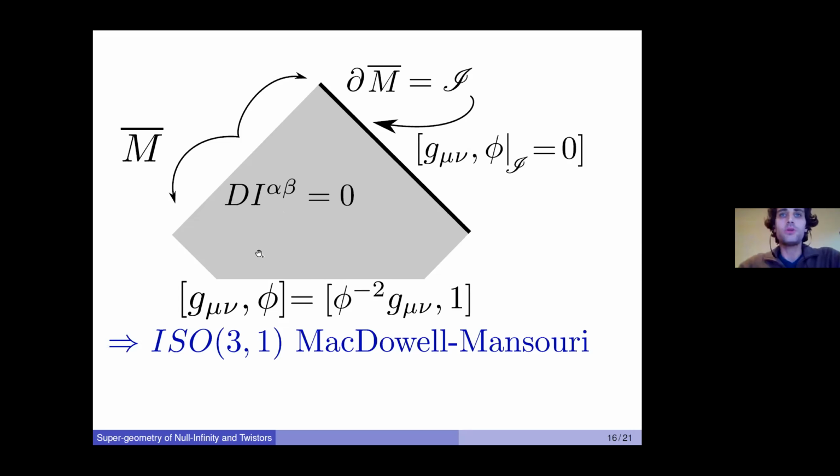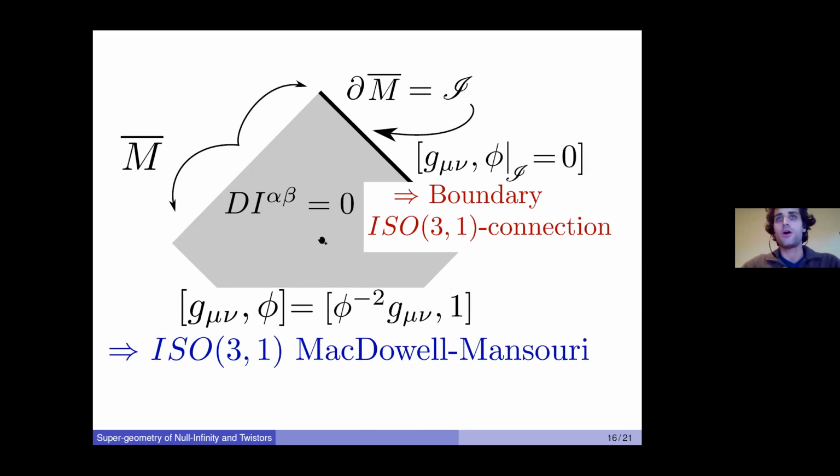So in the bulk, this is something that you're used to, because you can pick this nice gauge where phi equals 1, and this Poincare connection is just the Poincare McDowell-Mansouri connection that you expect. However, there is something nice happening at the boundary: this connection still makes sense. Once again, the only thing which makes the McDowell-Mansouri connection blow up in some sense is your choice of gauge. This conformal connection itself extends smoothly up to the boundary.